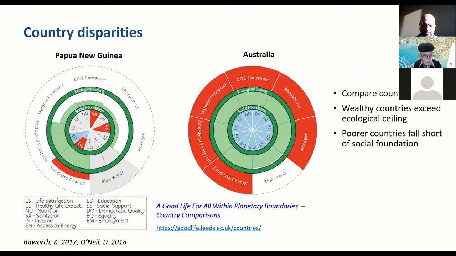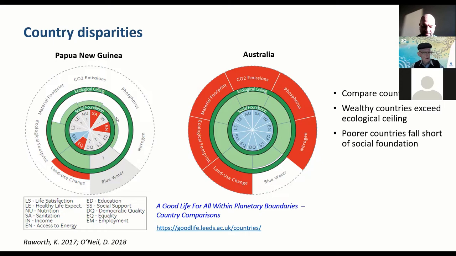But in terms of country comparisons and disparities, using the lead system, and you can find the web link there, we can actually compare countries in terms of their performance in achieving a social foundation within the ecological ceiling. And in the example, Papua New Guinea and Australia are compared, and we find that poorer countries such as Papua New Guinea are deficient in social foundation.